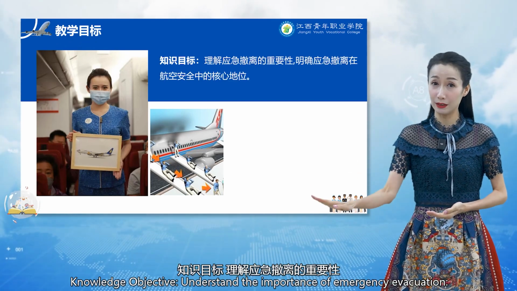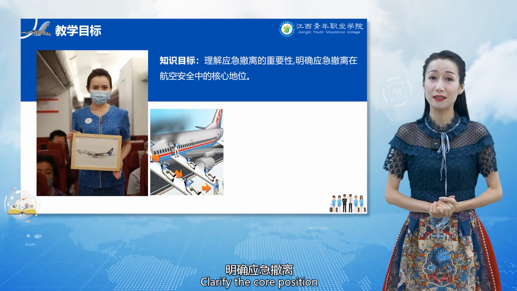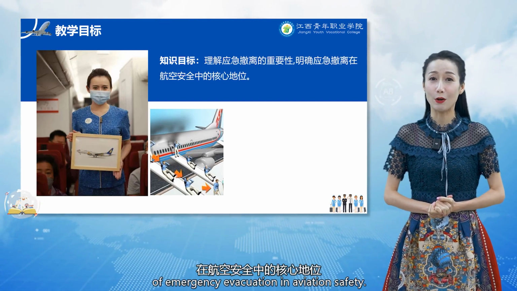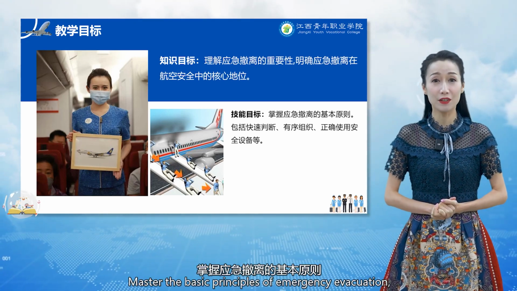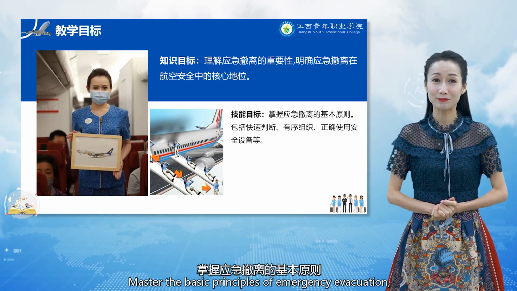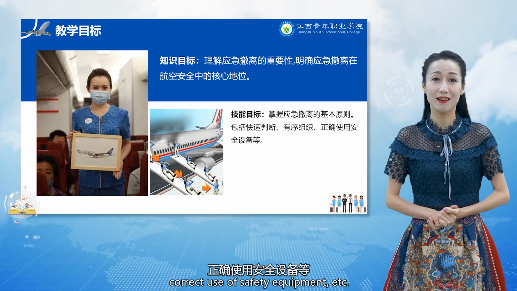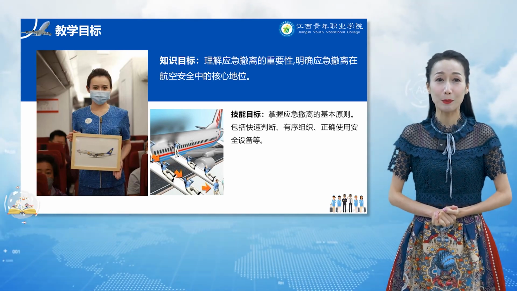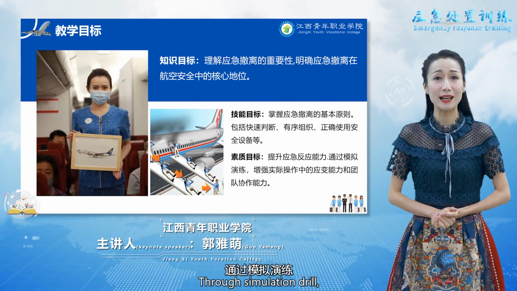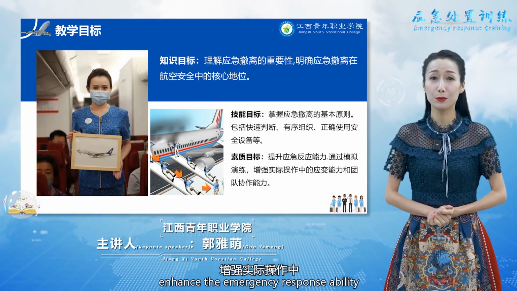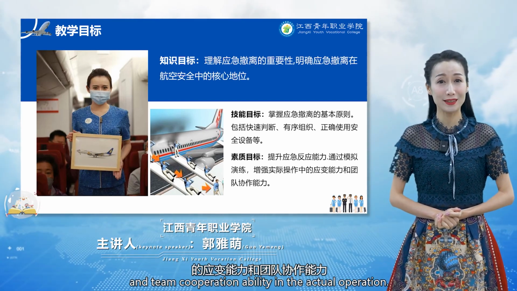Teaching objectives. Knowledge objective: understand the importance of emergency evacuation and clarify the core position of emergency evacuation in aviation safety. Skill objective: master the basic principles of emergency evacuation, including quick judgment, orderly organization, correct use of safety equipment, etc. Quality objective: improve emergency responsibility through simulation drills, and enhance emergency responsibility and team cooperation ability in actual operation.